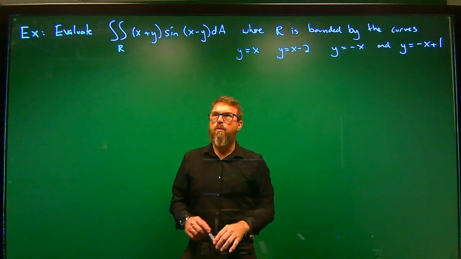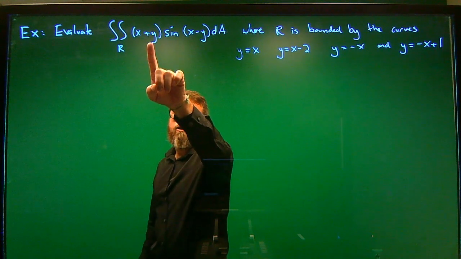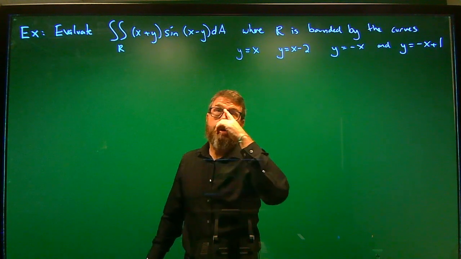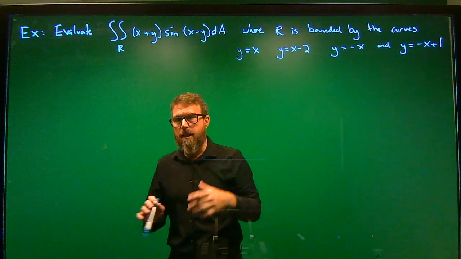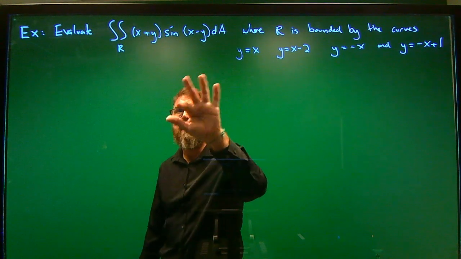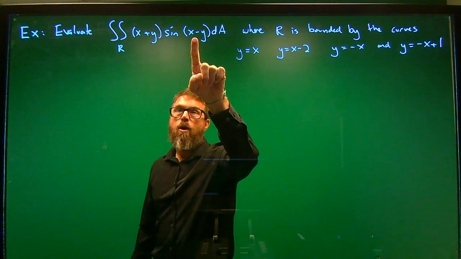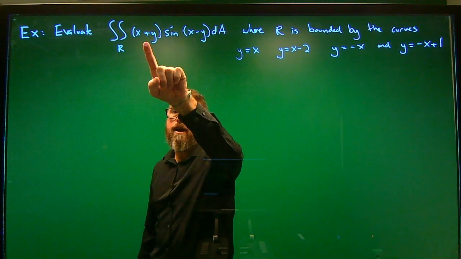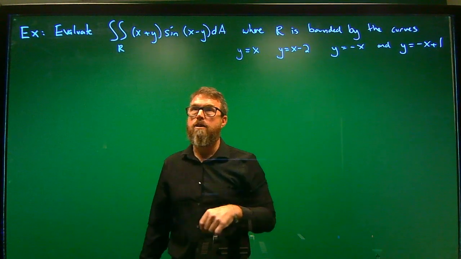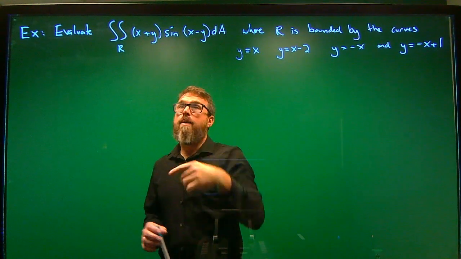So here's our example. We're going to evaluate the double integral over the region of the quantity x plus y times the sine of the quantity x minus y dA. Now we can see that this is not really integrable as it sits. I can't just do a simple u substitution, because a lot of times we like to say u is going to be equal to this inside part, and then hopefully I can recover a du that's represented as the other piece of its expression. So I don't see that here.